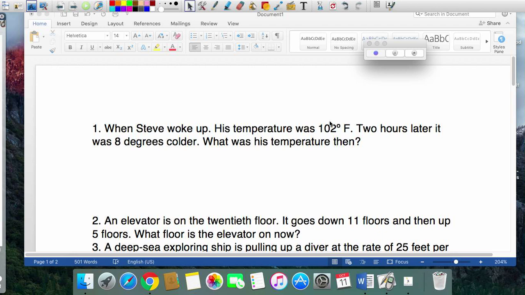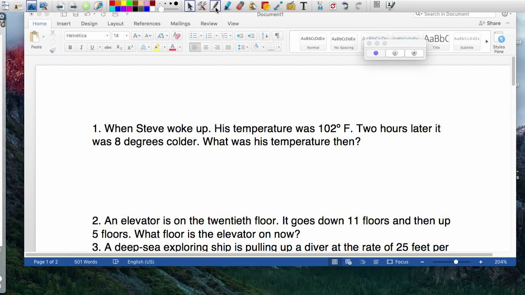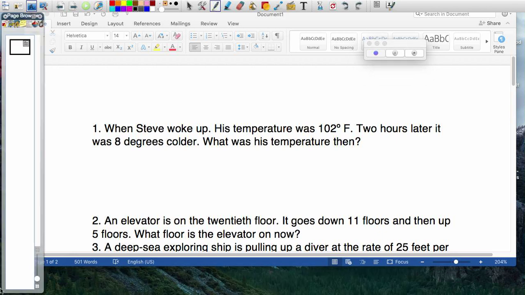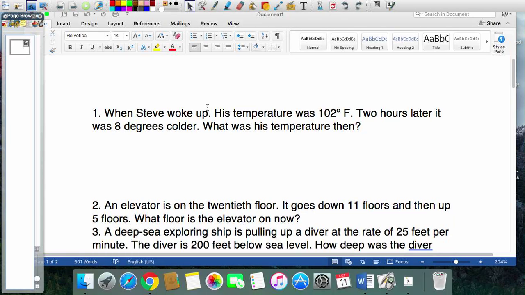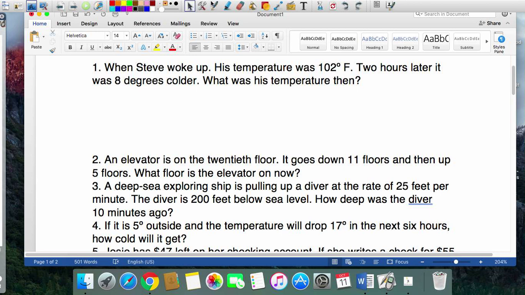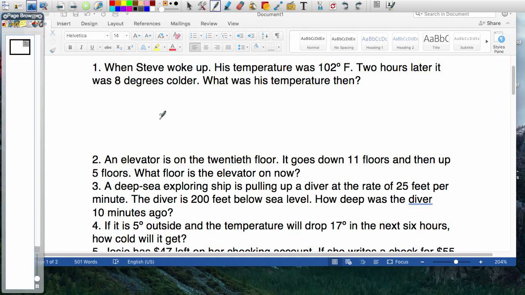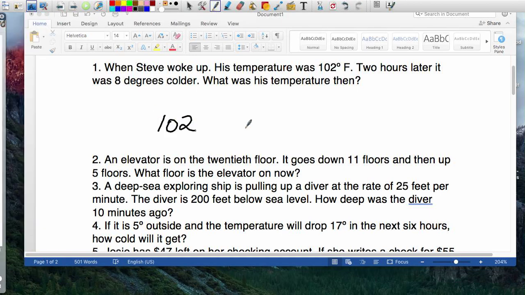Here are those word problems you worked on. Let's see the first one. So when Steve woke up, move this up a little bit. There you go. His temperature was 102, right?